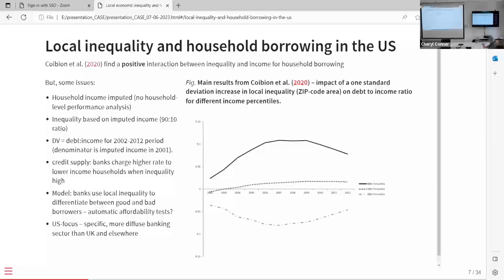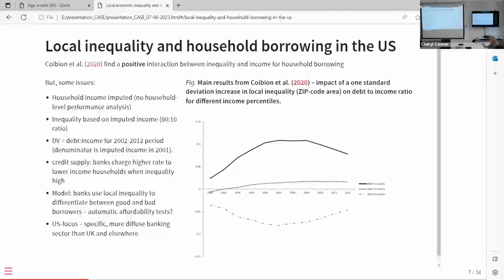They impute income using a fitted regression, and then they base their measure of inequality on that imputed income. So it's not clear, they're taking percentiles, how good their imputation model is. Actually, they don't show any performance analysis of their imputation. And then what they take as their dependent variable is the debt to income for the 2002 to 2012 period, using as the denominator the imputed income for 2001.